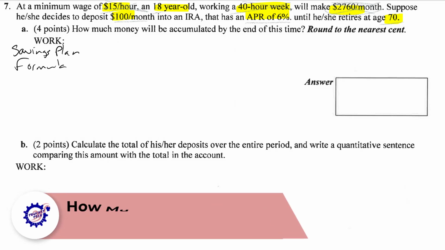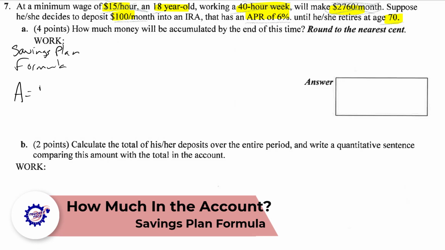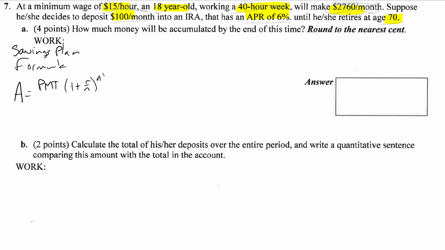And writing that out, let's see. A is equal to, I've been doing payment, and then it's 1 plus R over N, because we've got the compound interest. And then we can do the N times Y, and then it's minus 1, and we've got to be careful because that's all grouped together. And then on the bottom, it's R over N. Okay, so how much money will be accumulated by this time?